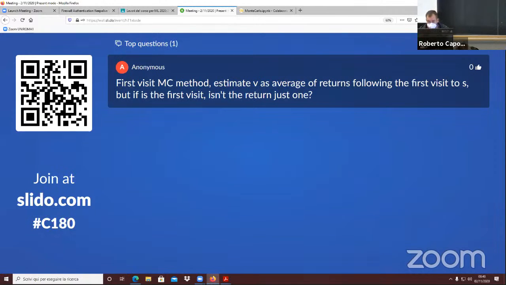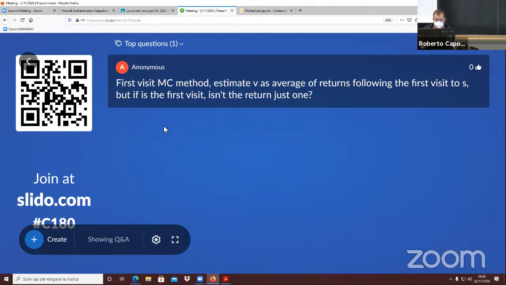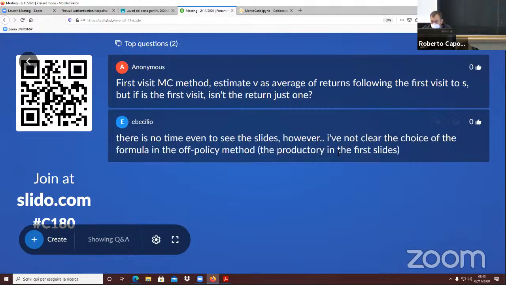So if you have a trajectory, let's say you have three states, A, B, and C, and then you have a trajectory that is generated by your policy, which is A, B, B, B, C, B, A, B, B, B, then only the second state is the first visit to B, right? And then from there, you will sum all the rewards until the end of your trajectory.